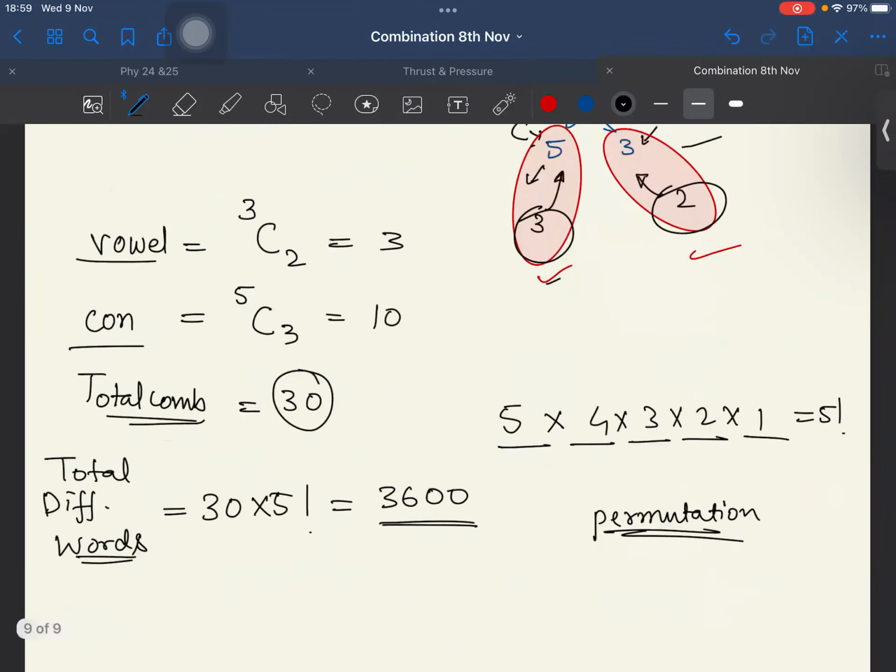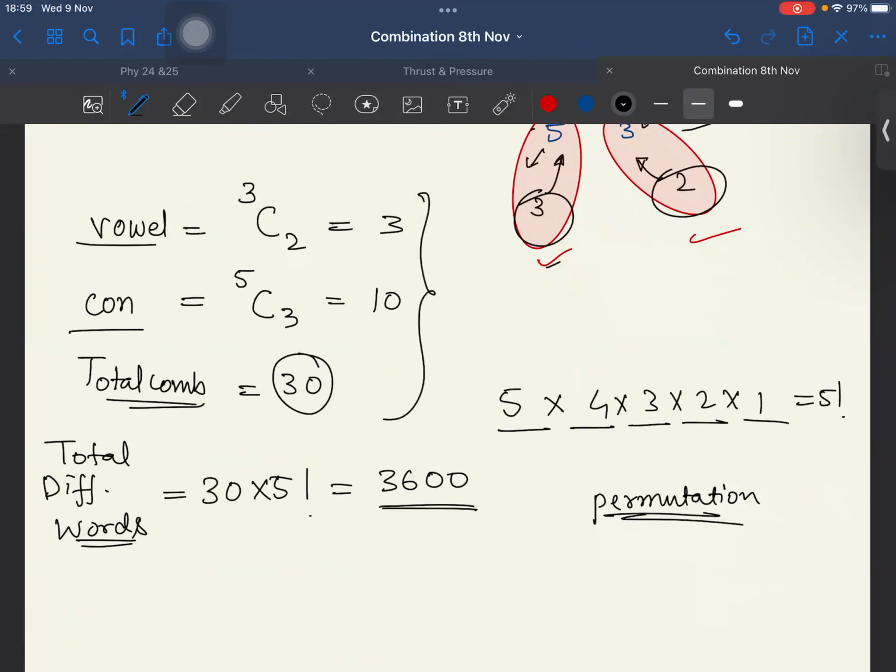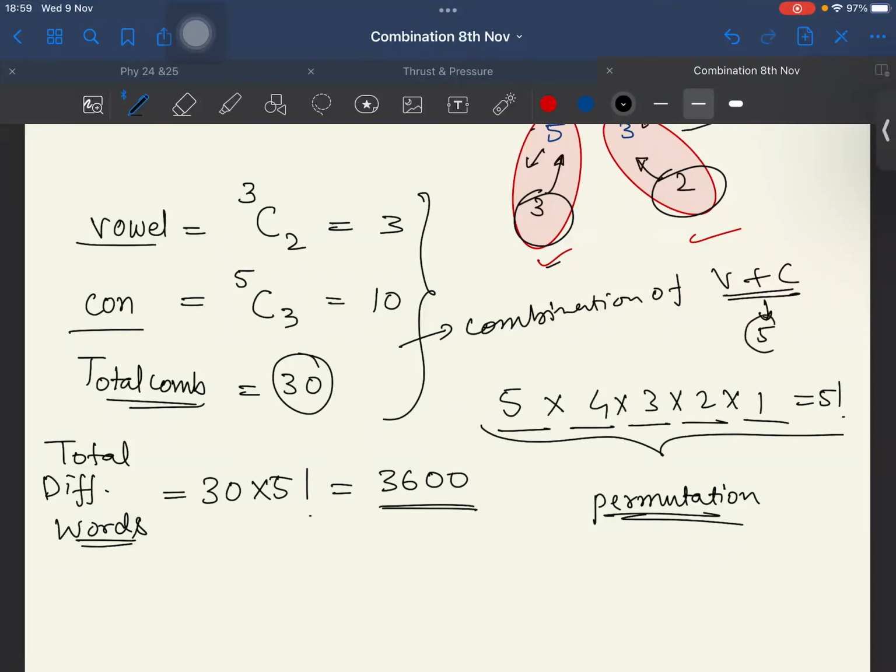Okay, got it? So here we are using combination, and now we are arranging, so we will use permutation. You understood why we are doing the second part, right? Because here we got the combination of vowels plus consonants. Now these 5 letters can again be arranged in 5 factorial ways, and that will be your different words. That means repetition is not allowed. Once you have used one letter, you cannot use that letter again. So 30 multiplied by 5 factorial will give you 3600.